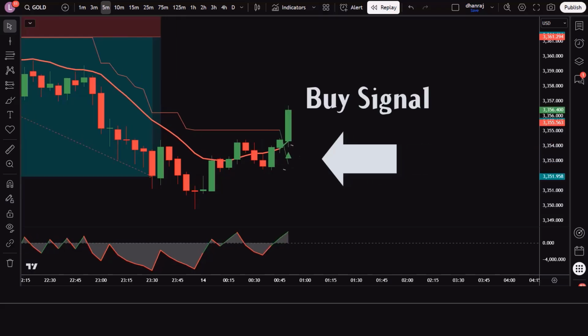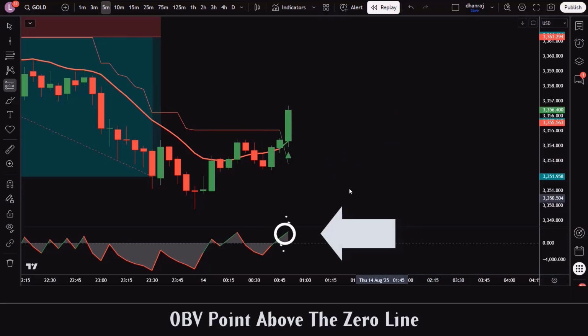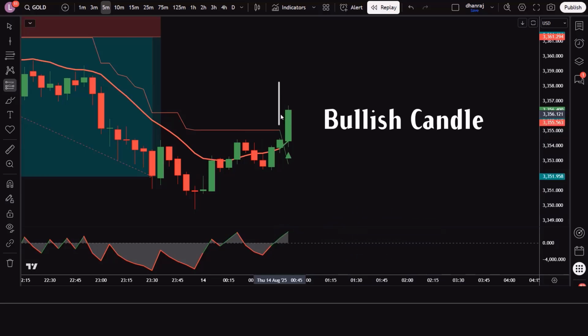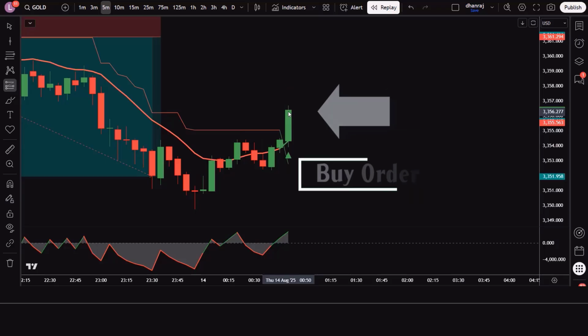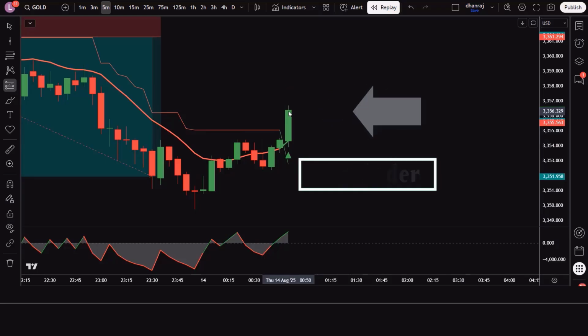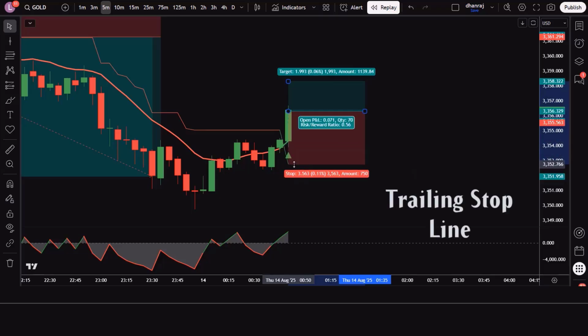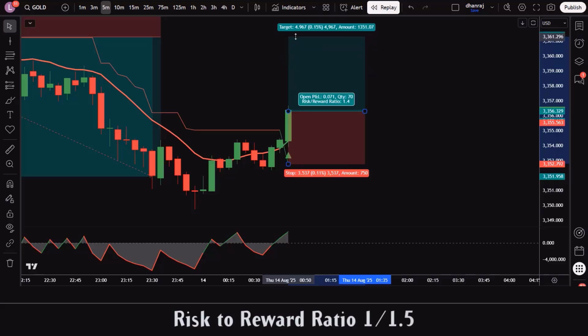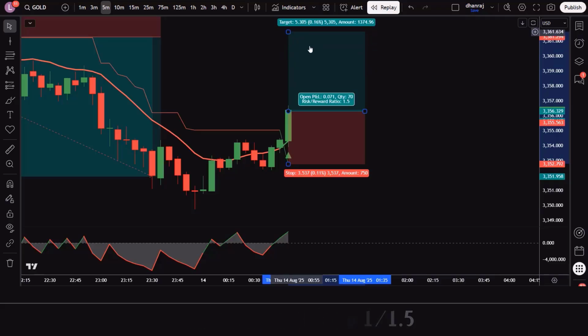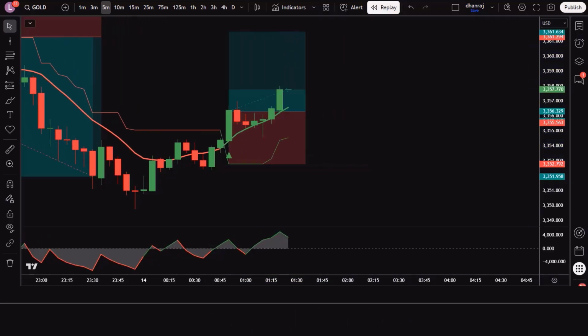Here the ADX combined strategy indicator gives us a buy signal. Here the OBV oscillator indicator OBV point is above the zero line. Here the market has made a bullish candle to give confirmation. So all our conditions are being fulfilled, so we are placing an order to buy. Our stop loss is to be placed at the trailing stop line. And the risk to reward ratio will be 1:1.5. Let's see what happens to our trade.